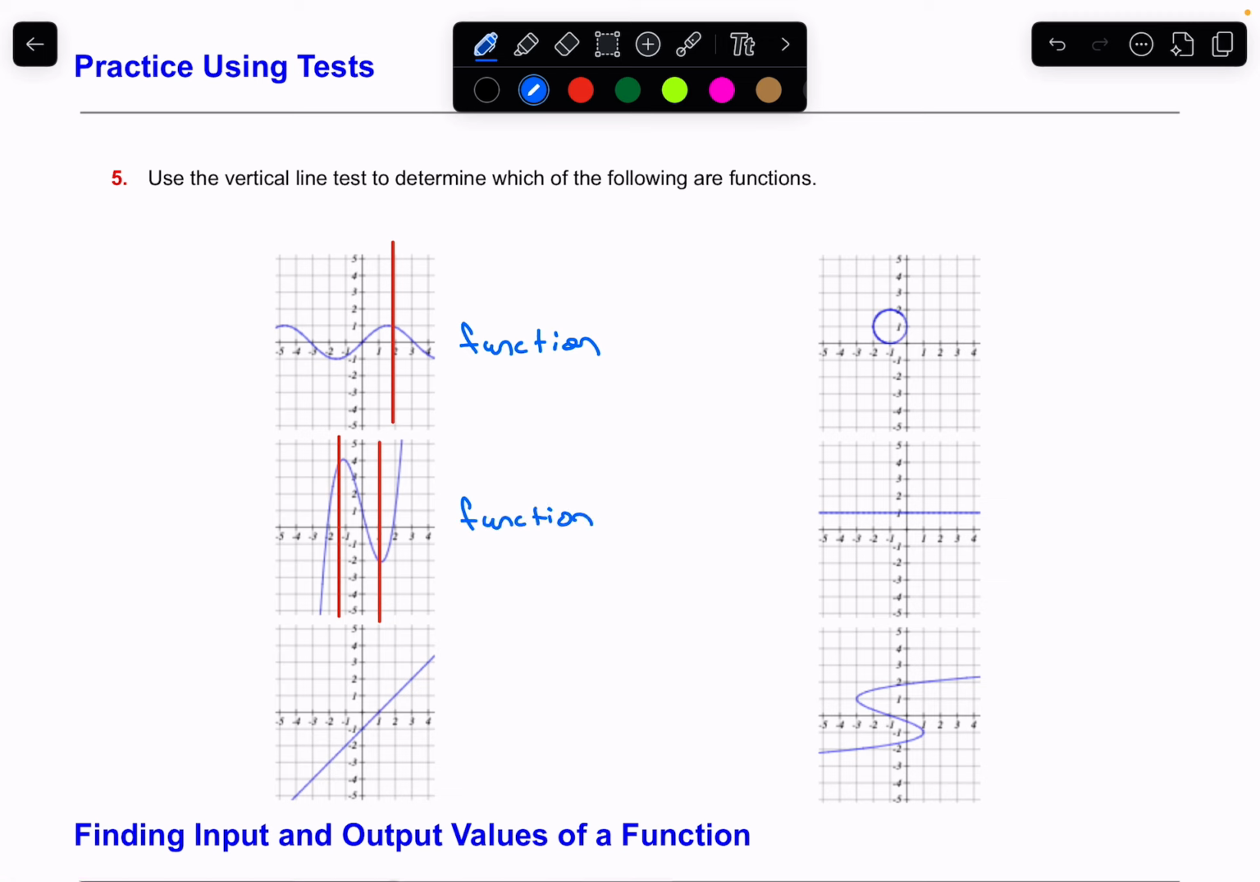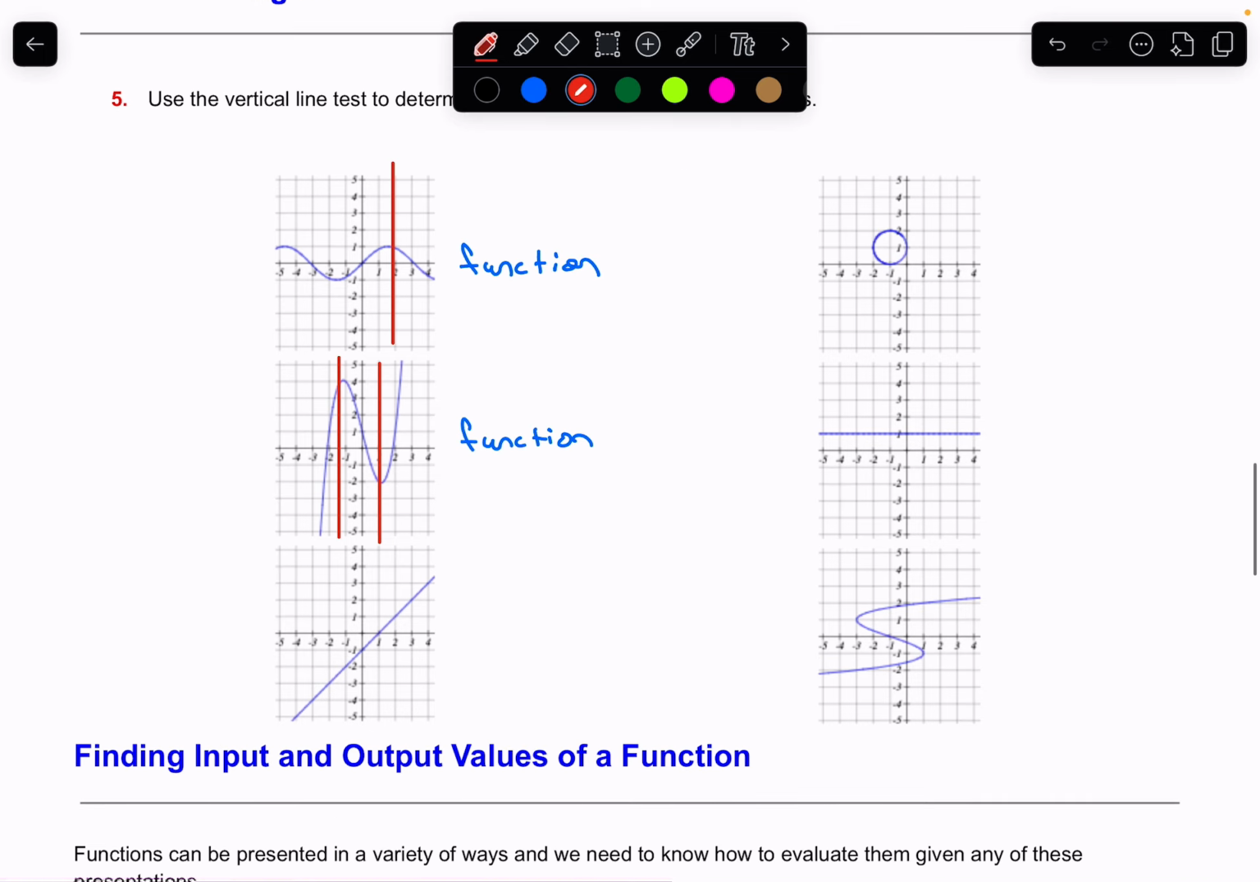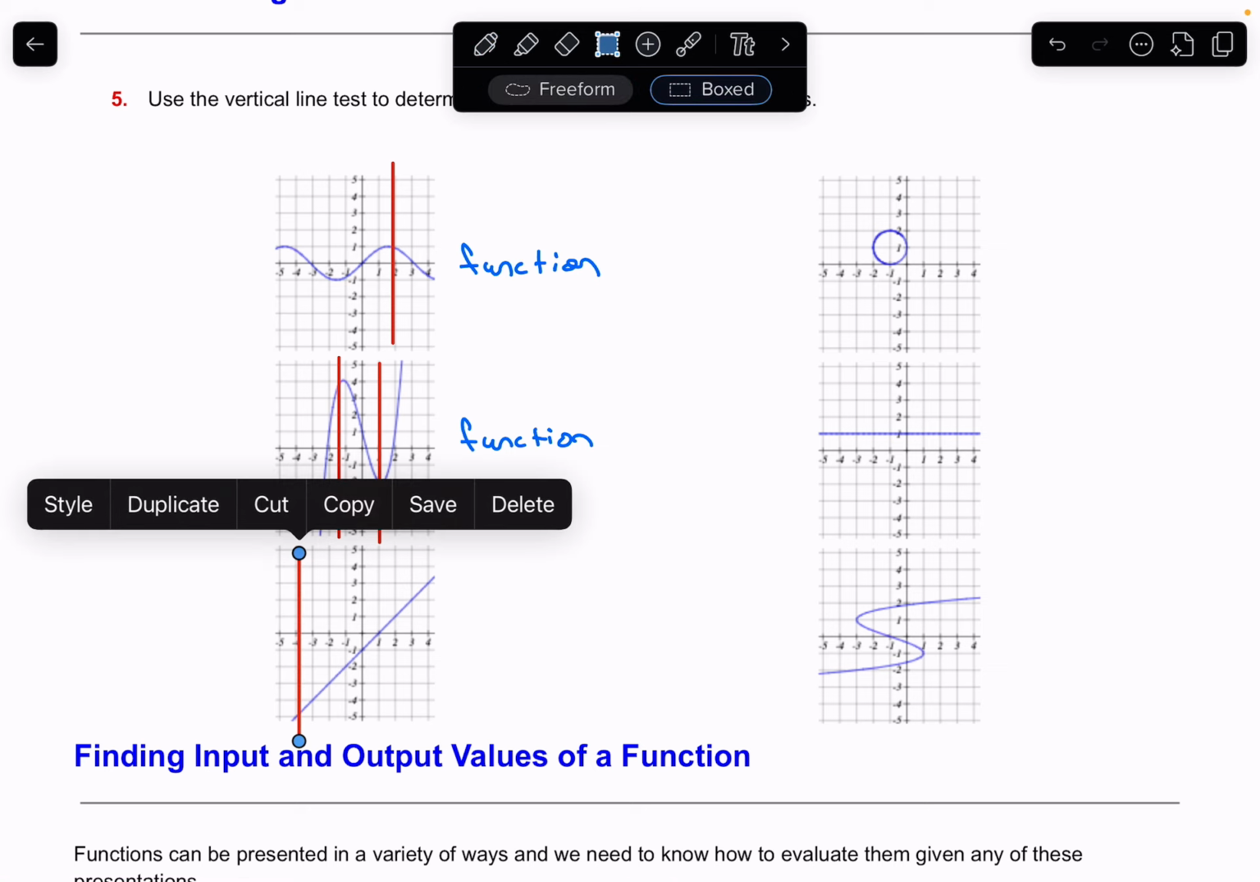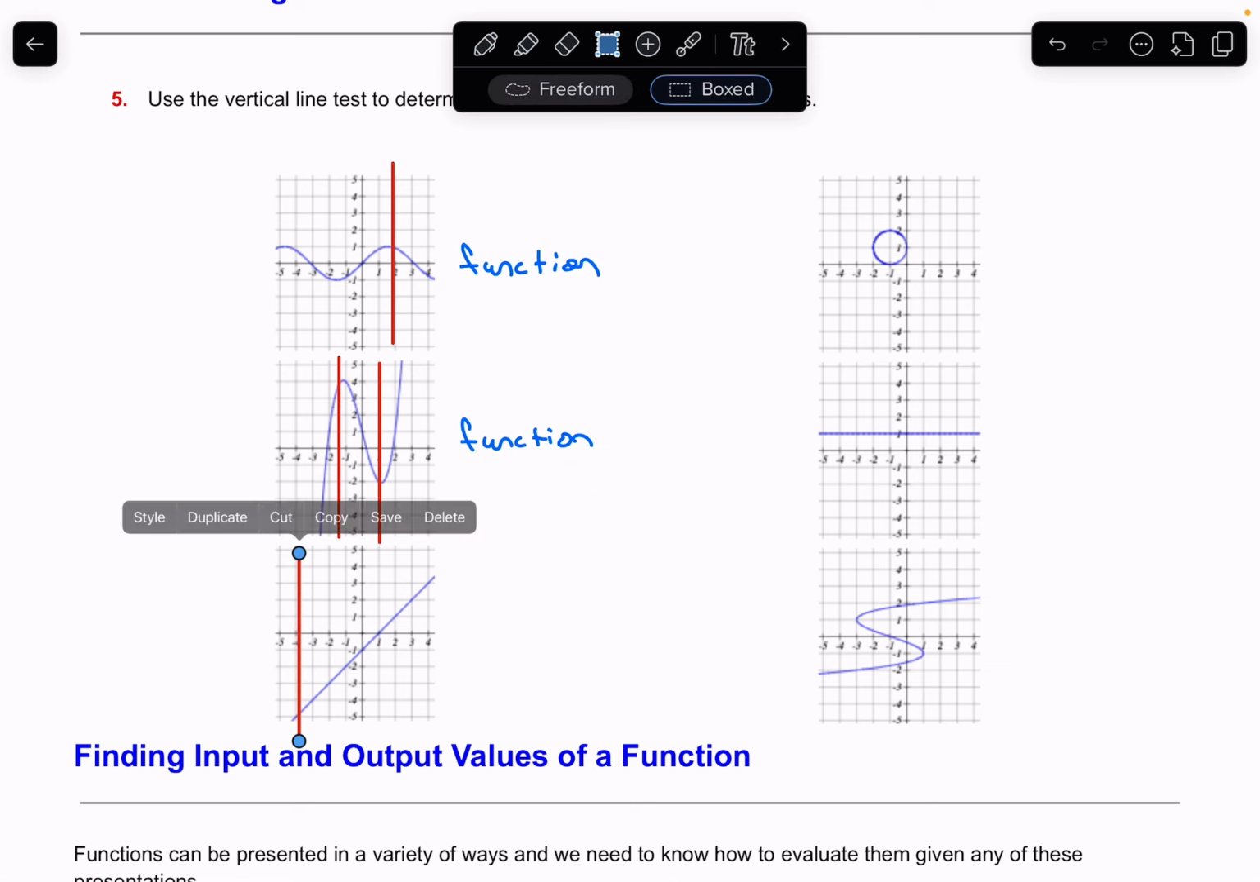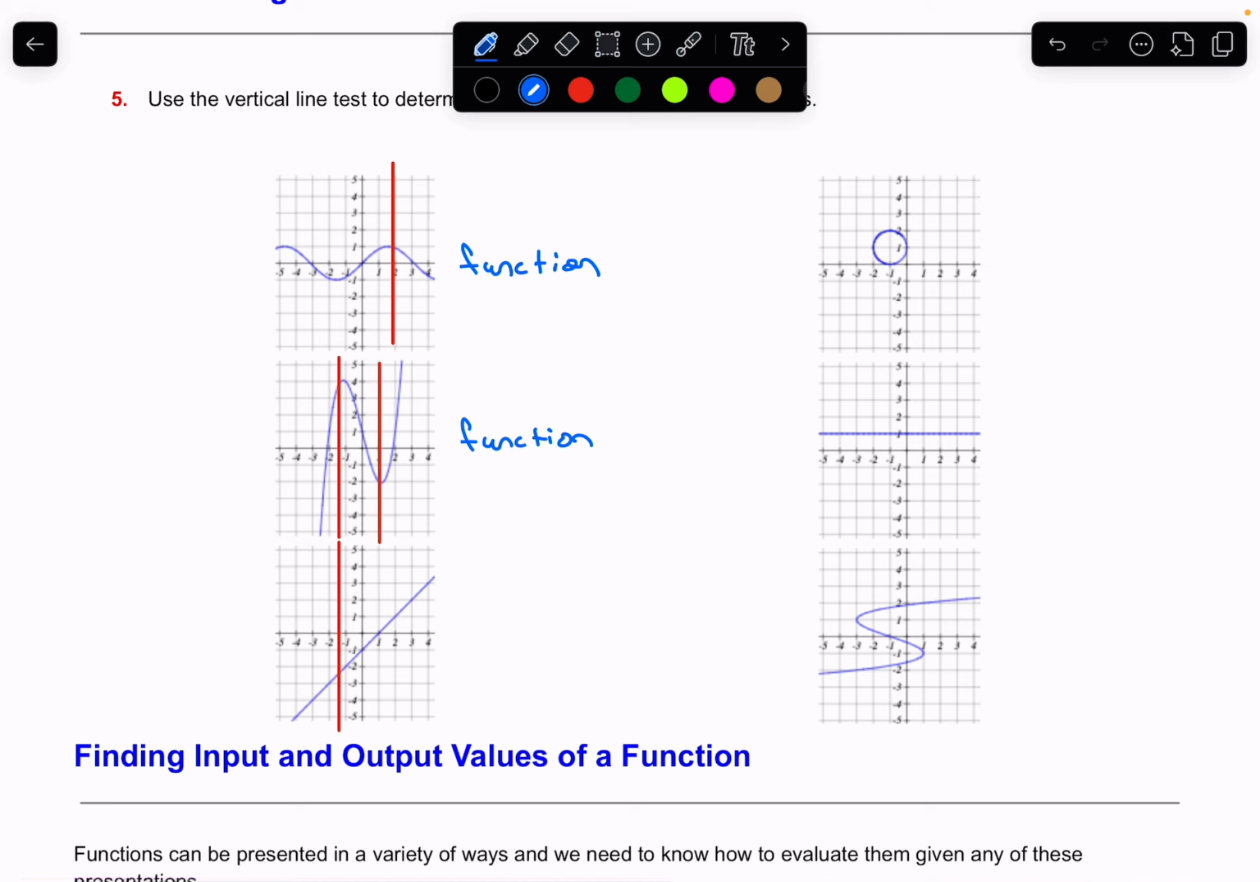Okay, one way I like to do this, if you're in person doing this, use a pencil or a ruler, and essentially what you're going to do is the equivalent of what I'm going to do on my iPad, where you can take a vertical line, aka your pencil or ruler, and move it across the graph, and check if at any point along the graph it touches twice. So again, notice here, it never touches twice. So this once again is a function.